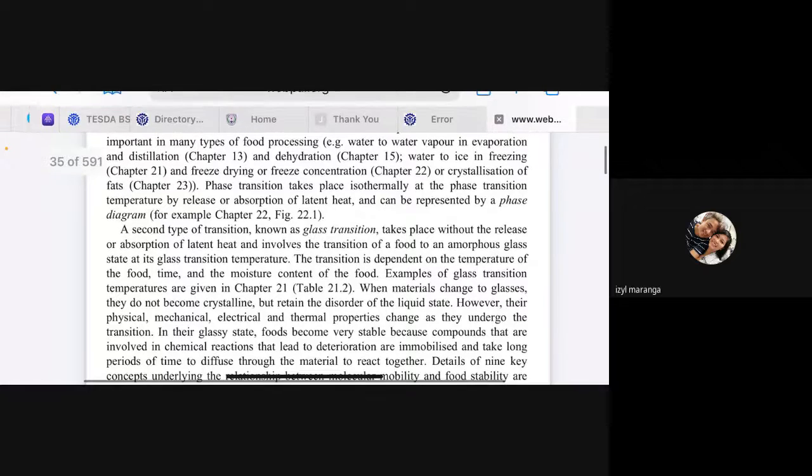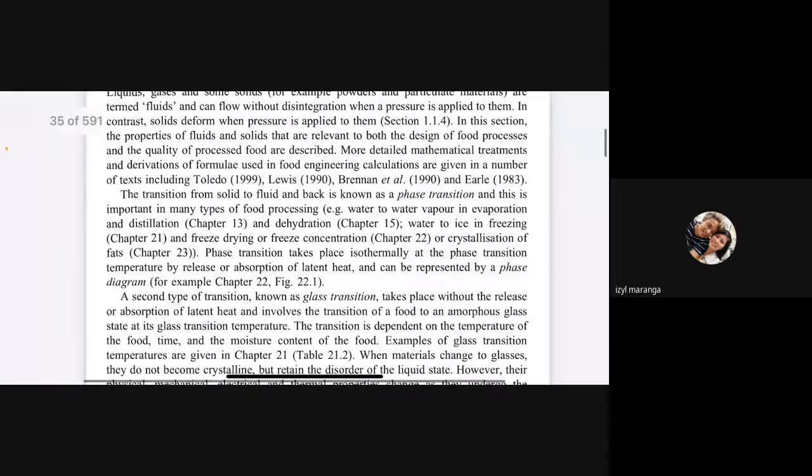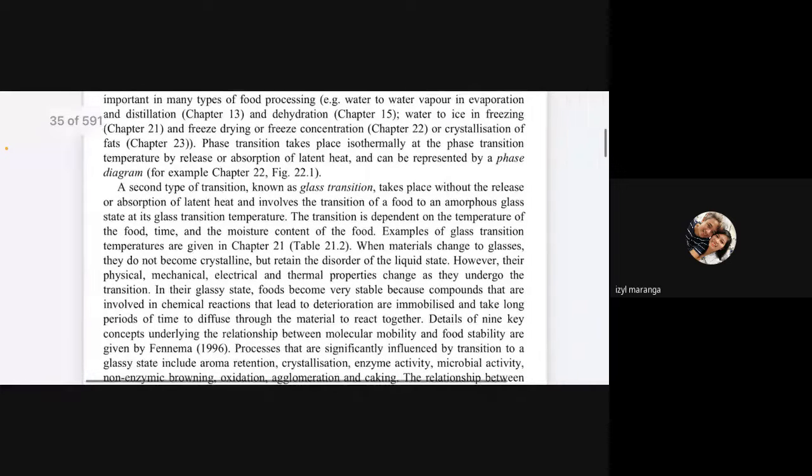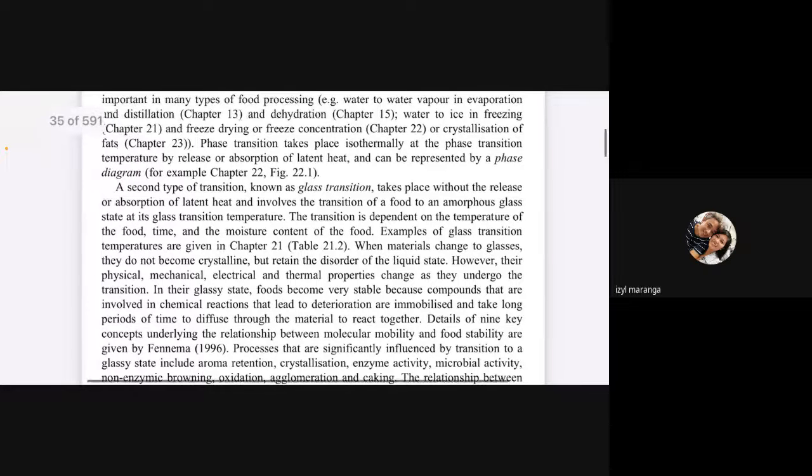Or we also have the so-called phase transition, which is isothermal, at a phase transition temperature, by release or absorption of latent heat, and can be presented by a phase diagram, in the next figure. And the second type of transition is glass transition. It takes place without the release or absorption of latent heat and involves the transition of a food to an amorphous glass state, and its glass transition temperature depends on the temperature of the food, the time, and the moisture content of the food.